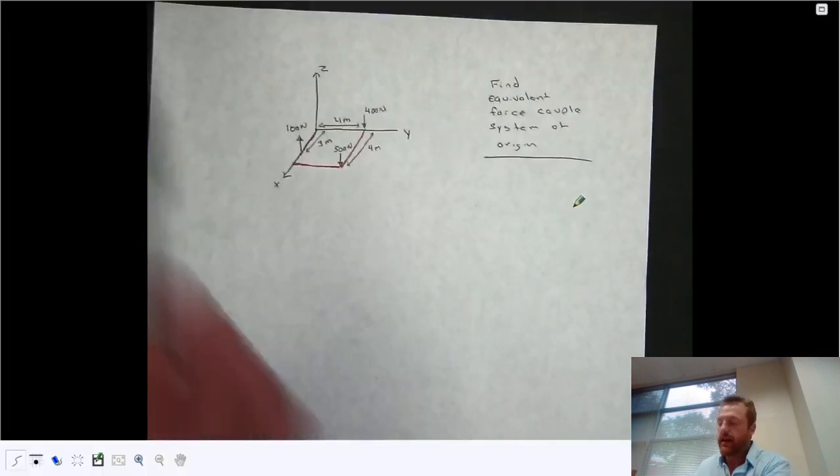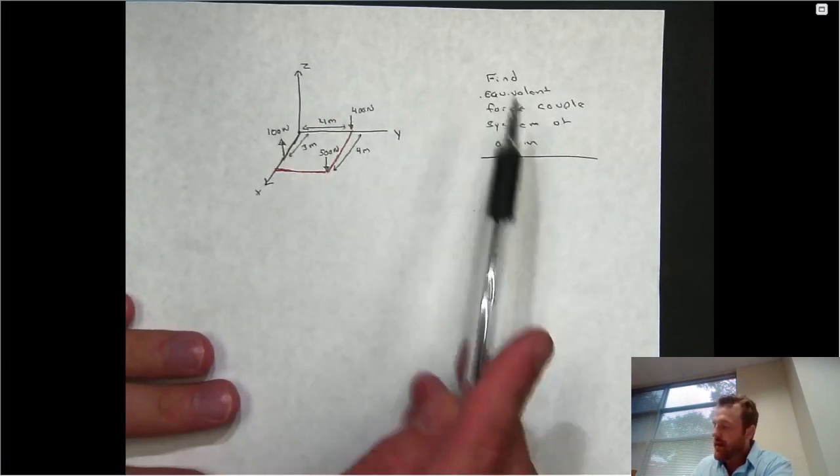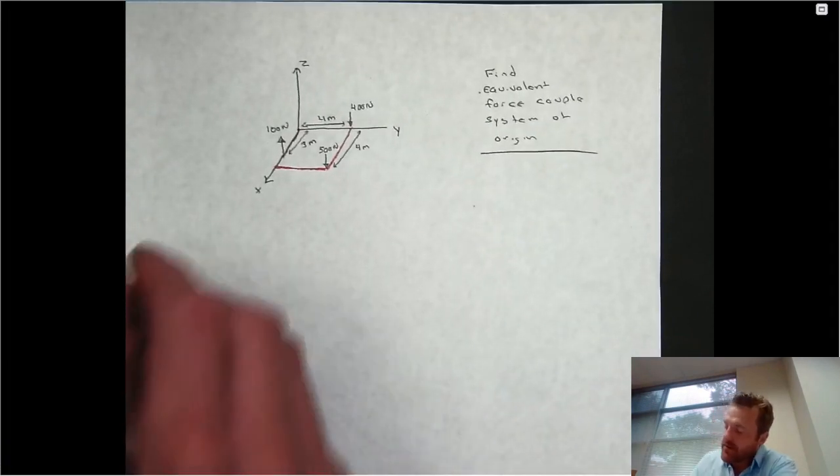So here I've just recreated the geometry that I was given in the textbook. I want to find the equivalent force couple system at the origin.